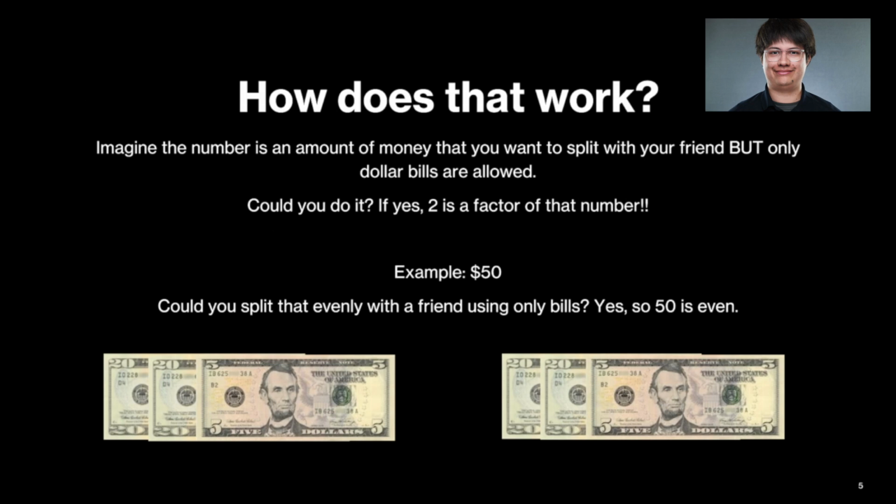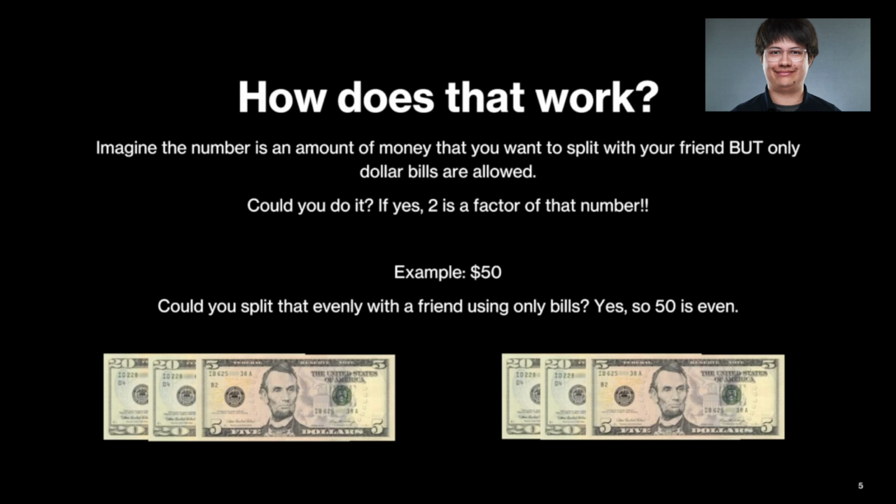And if you're not sure why, it makes sense. Think about it like this. Imagine you had $50 and wanted to split it with a friend. Without using coins, so dollar bills only, could you split the amount? Well, splitting it means you each get $25 exactly. So 50 is an even number. This analogy applies for any even number. So because of this, 2 is a factor for any even number.